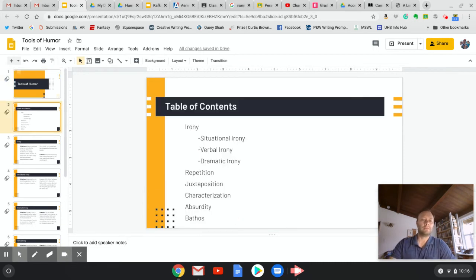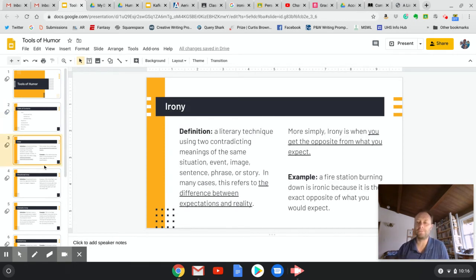The different tools of irony or tools of humor that we're going to cover are first irony, which is today, and then repetition, juxtaposition, characterization, absurdity, and bathos. And then after that, we'll probably talk a little bit about different subgenres of comedy in literature. All right, so this is hopefully a review, but let's do it.